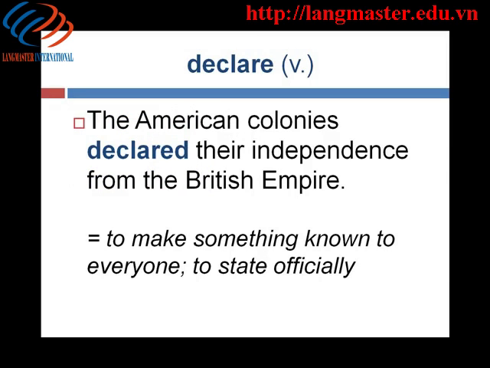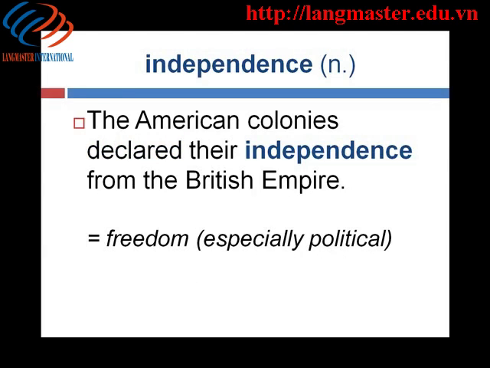Declare. The American colonies declared their independence from the British Empire. To declare is to make something known to everyone, meaning publicly. It's to state officially. Independence. The American colonies declared their independence from the British Empire. Independence is freedom, especially political freedom.